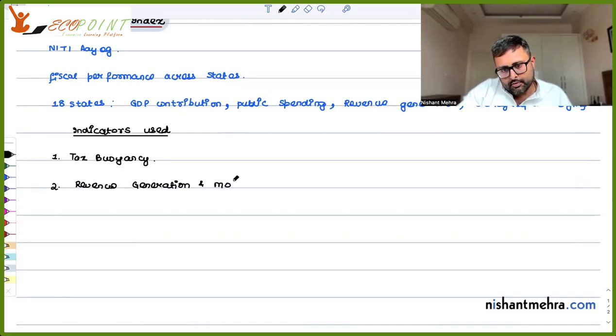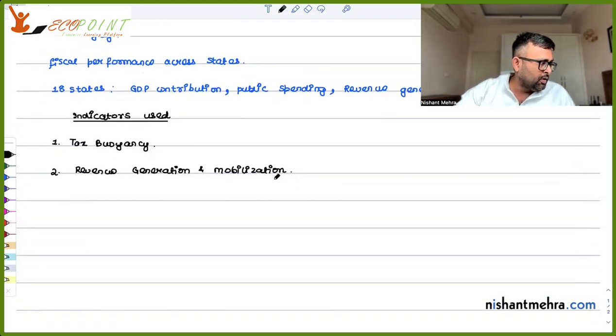Then revenue generation and mobilization. So this is going to evaluate state के अपने revenue. What are the state's own revenues, whether from taxable sources or non-taxable sources. So both tax revenues and non-tax revenues are taken into account. Then expenditure management.